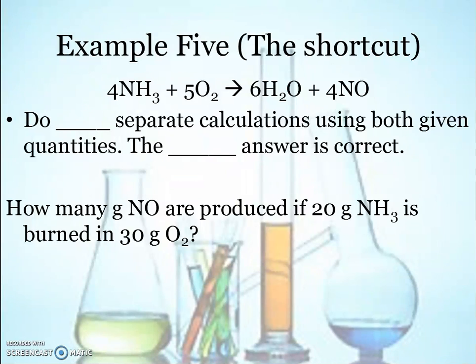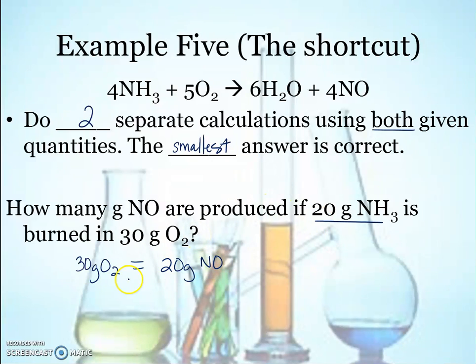But then you can also do what I like to call the shortcut, because you're not having to do a comparison. It's up to you. Okay, so you do two separate calculations using both given quantities, and then the smallest answer is the correct answer. We've already done 30 grams of O2, and we said with 30 grams of O2 you can get 20 grams of NO.